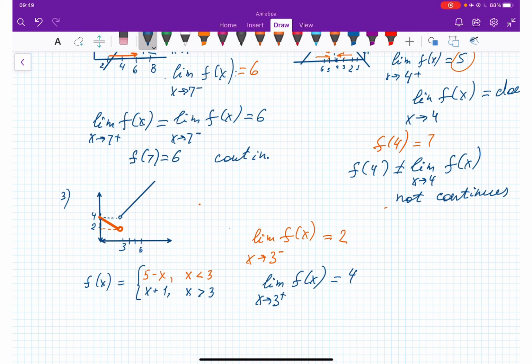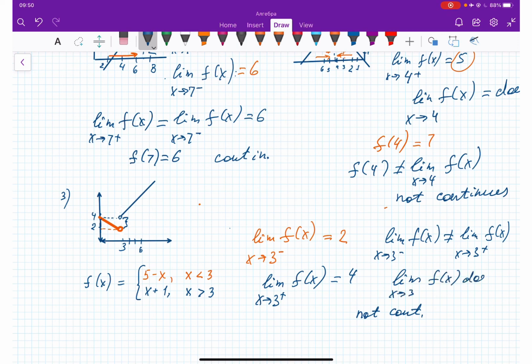Obviously, the left side is not equal to the right side. So let me write down: the limit of f of x as x approaches 3 from the negative side does not equal the limit of f of x as x approaches 3 from the positive side. Therefore, it's not continuous because there is an interruption. There is no limit at the point of 3. Does not exist.